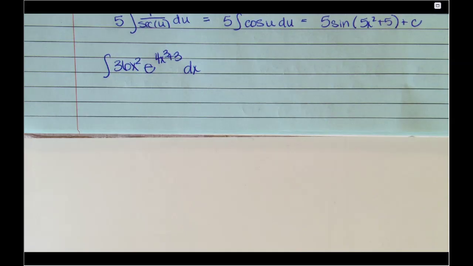So there's no quote unquote obvious inside function. But you guys, what's the inside function? Yes, the exponent is the inside function because I don't have to have parentheses there. This is actually a significantly easy question once you get it substituted.